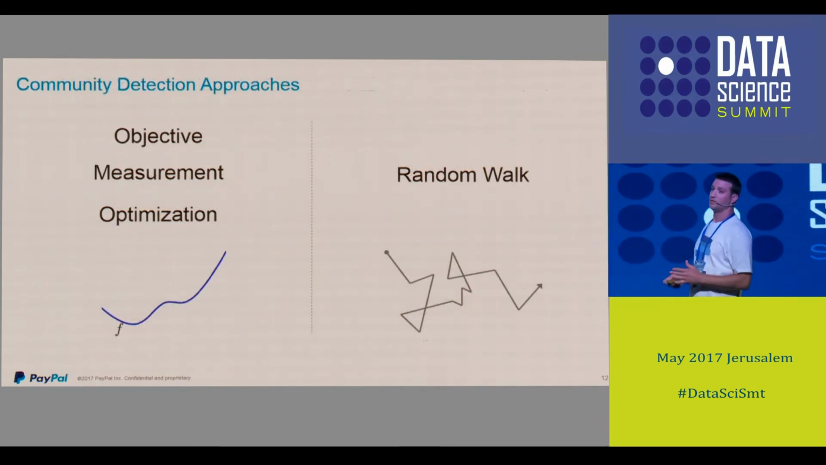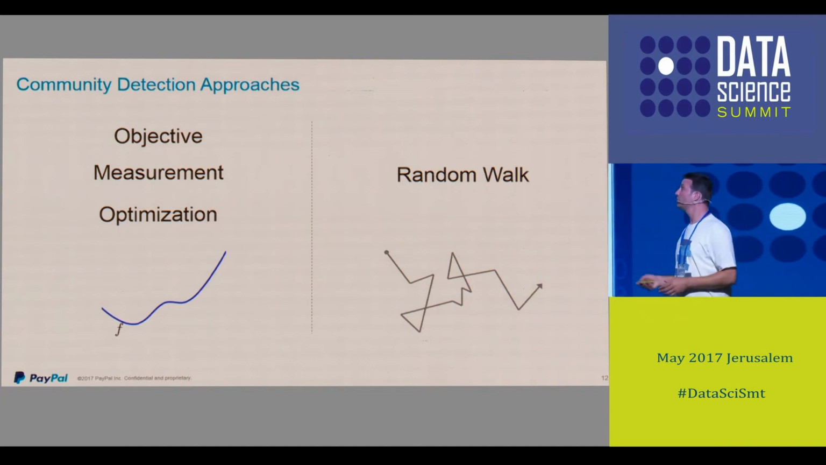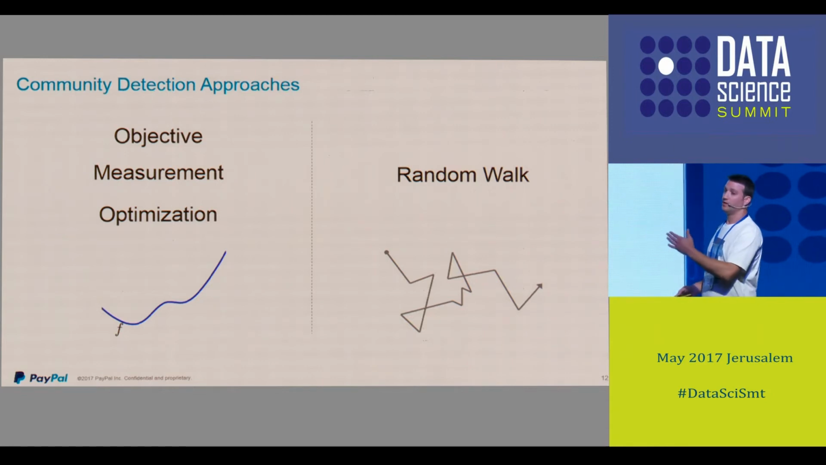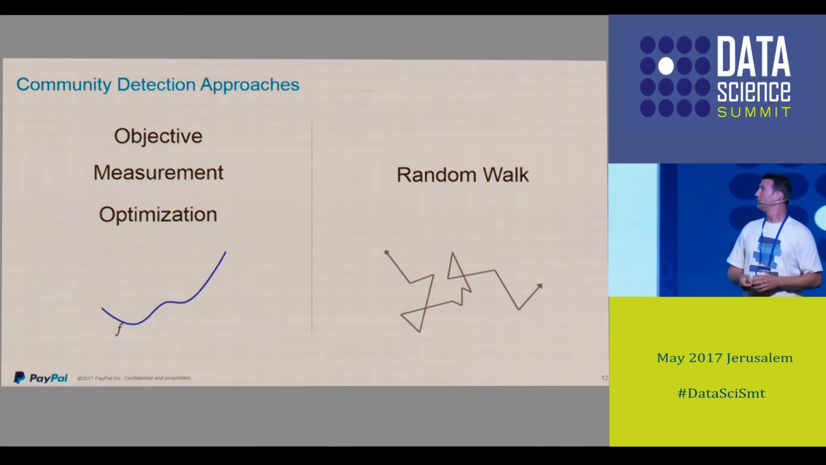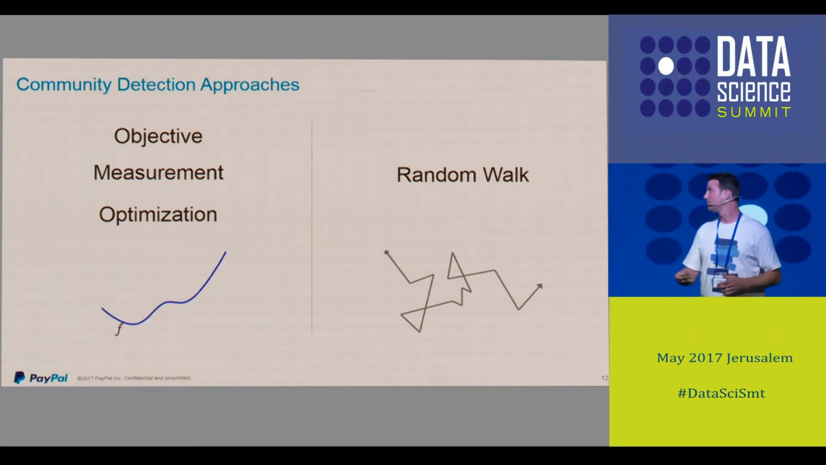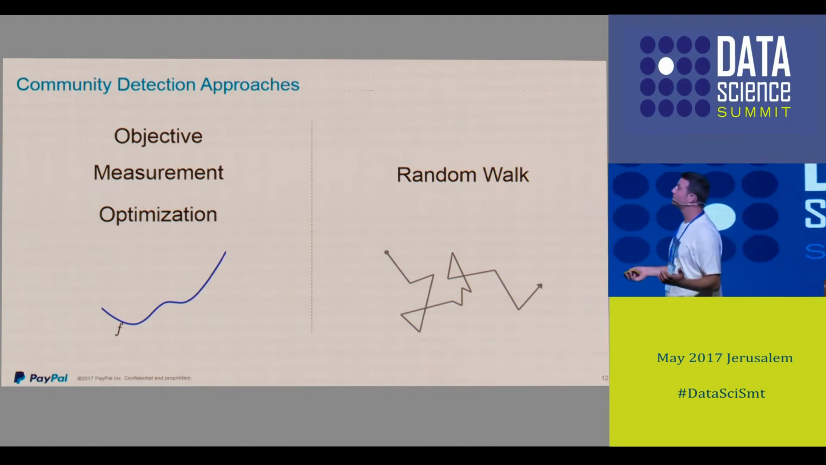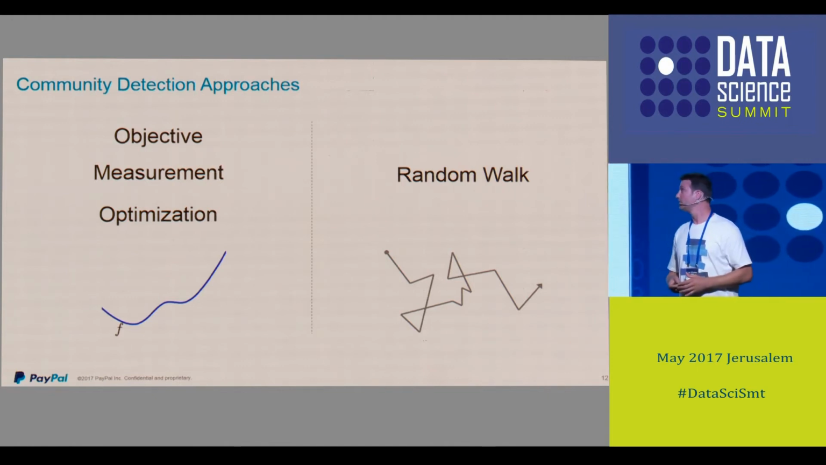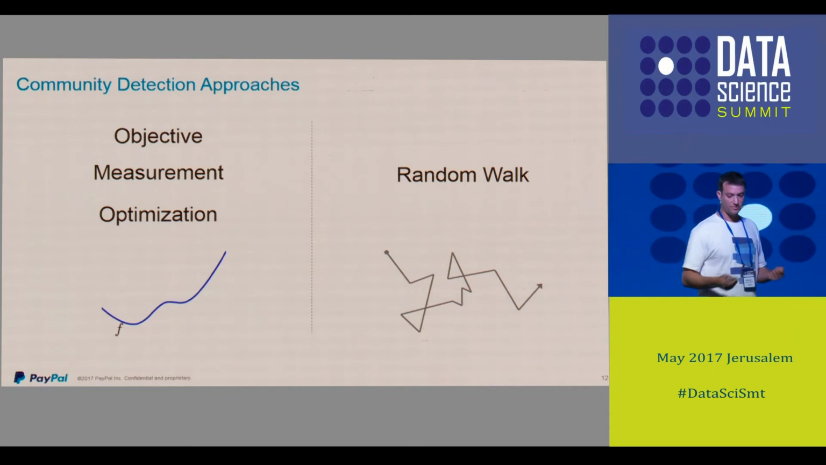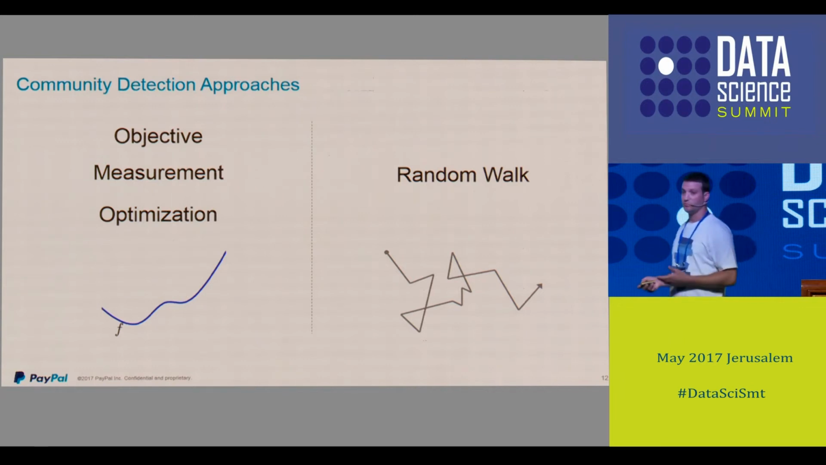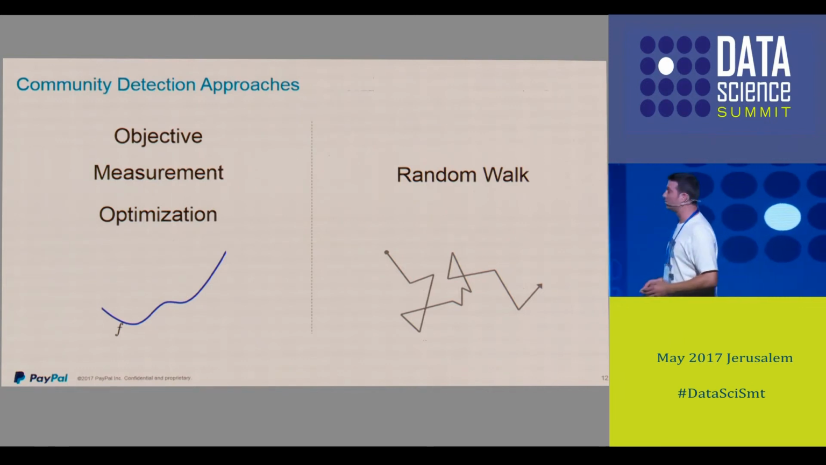So we'll talk about two families of approaches for community detection algorithms, and we'll see one example algorithm in each family. And we'll start with the objective measurement optimization family. So here, as I said, in the clustering world, most of the algorithms are unsupervised. But you still want to evaluate your results somehow. So there are several popular objective measures to evaluate your results.